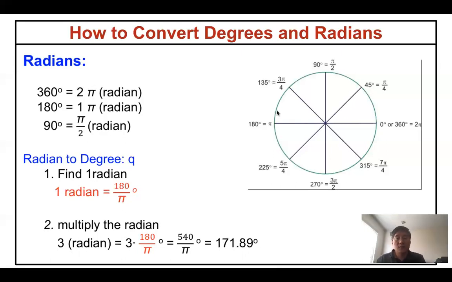So again, it's very simple. To get degrees, you find out 1 degree. To get radians, you find out 1 radian. Use this, right? 180 degrees is equal to 1 pi radian.